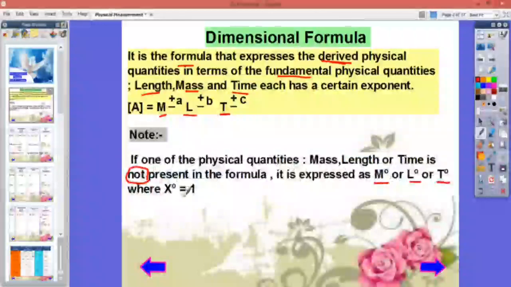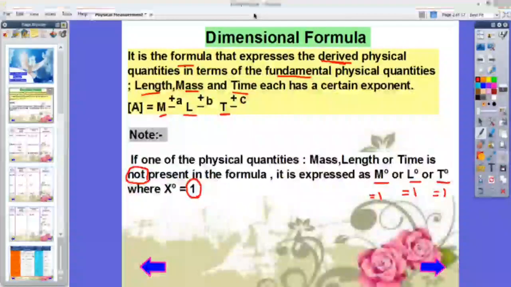Why? Because any quantity power 0 equals what? Equals 1. So M power 0 means equal 1, L power 0 means equal 1, T power 0 means equal 1. Again, what is the meaning of dimensional formula? It is a formula that expresses the derived quantity by fundamental quantities. So if we see any derived quantity, we have to convert it into fundamental quantities to know its dimensional formula.